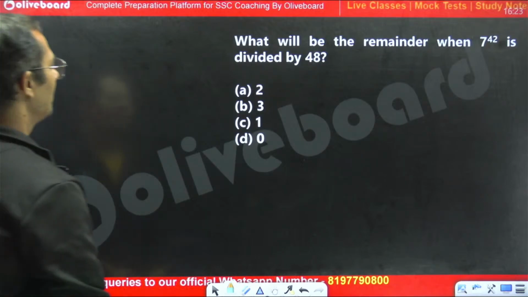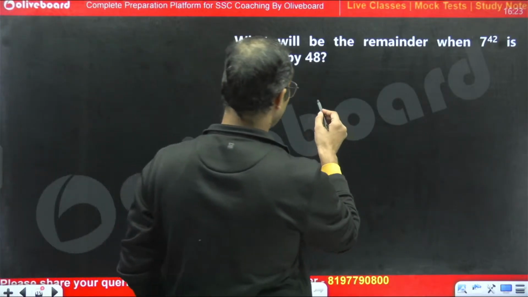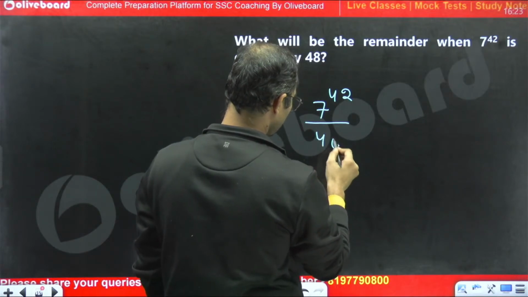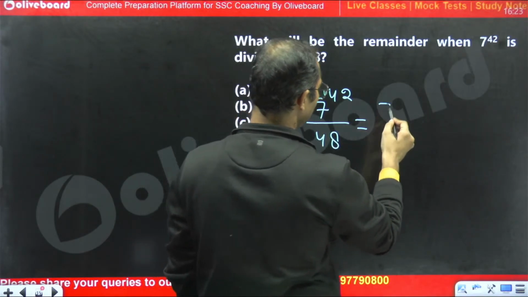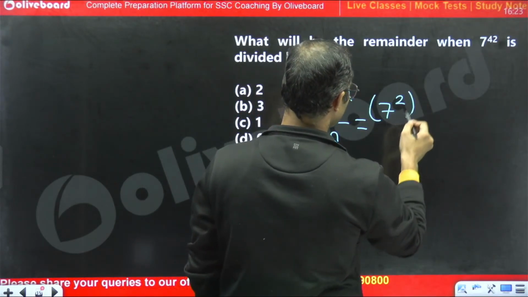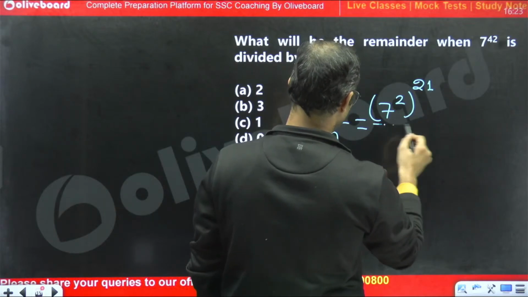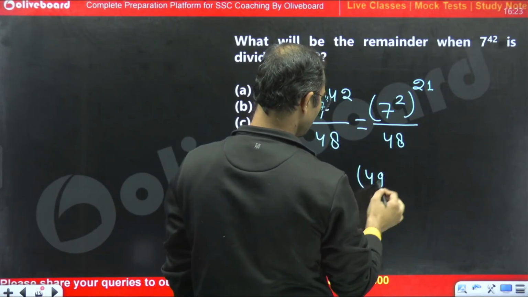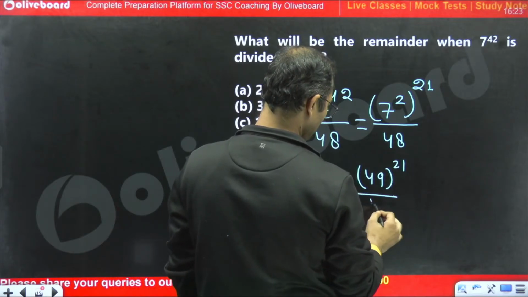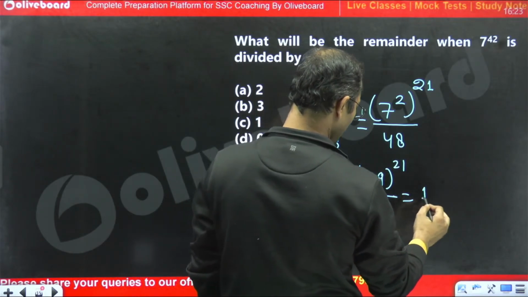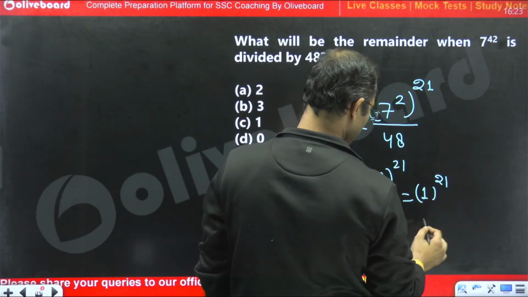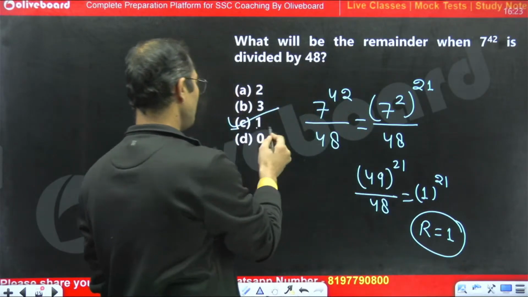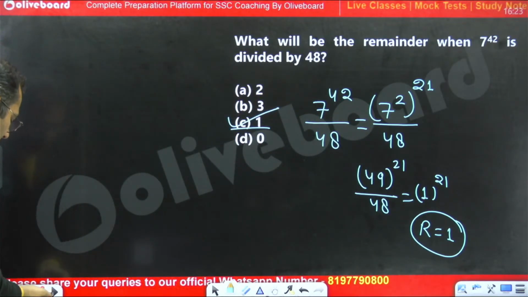See, what will be the remainder when 7 to the power 42 is divided by 48? Simply we can write 7 to the power 2, 2 to the power 21 divided by 48. So we can write 49 to the power 21 divided by 48, so 1 to the power 21. So the remainder is 1. The final remainder is 1. Option C is the right answer.